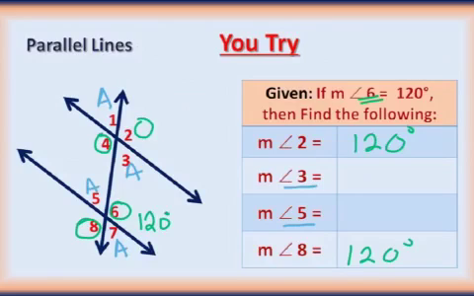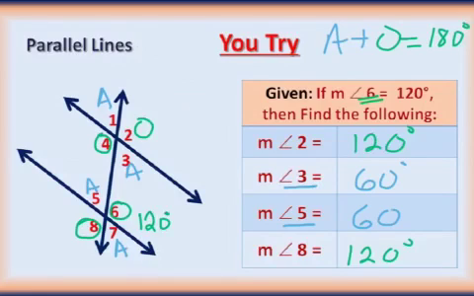But again, our acute plus our obtuse equals 180 degrees. That will make the measure of angle 3 60 degrees, and the measure of angle 5 is also 60 degrees. Once again, every obtuse angle is equal to every obtuse angle in this picture. Every acute angle is equal to every acute angle. And the acute plus the obtuse must add up to 180 because they're supplementary.